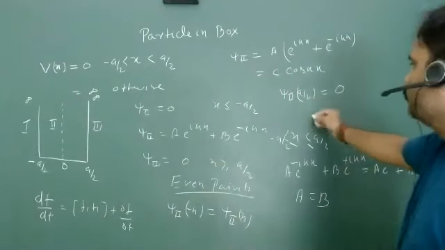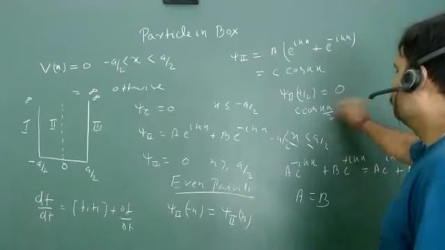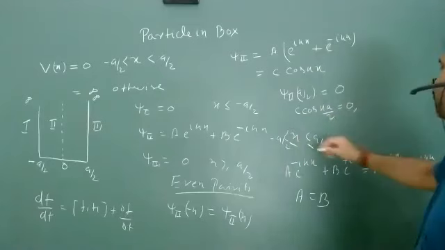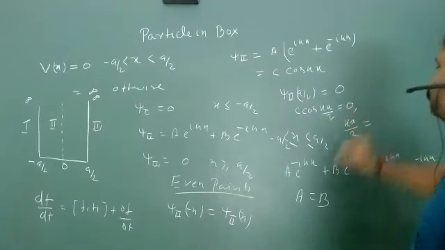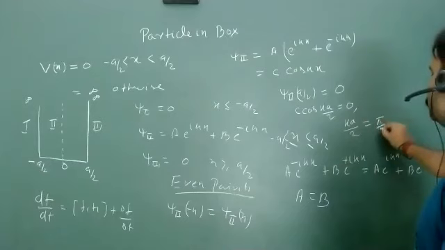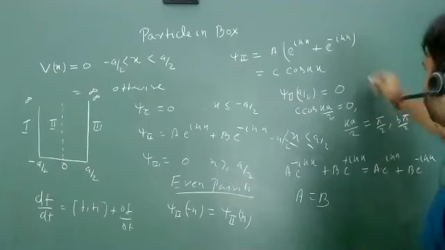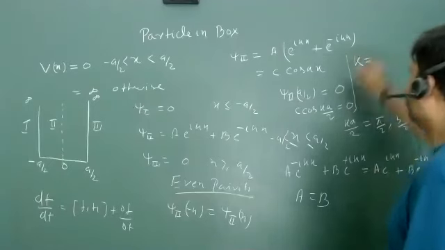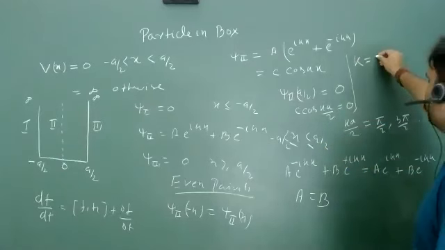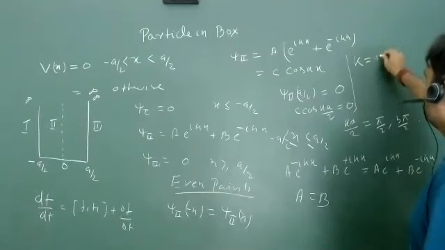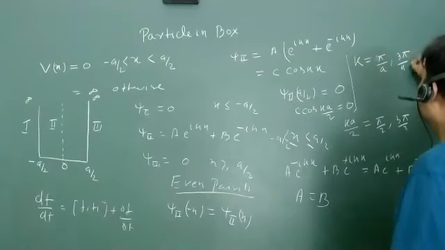So if psi 2 at a by 2 must be equal to 0, then c cos ka by 2 must be equal to 0. And c cannot be 0. Then what should be the ka? Then ka by 2 must be equal to pi by 2, 3 pi by 2, and so on. So what should be the value of k? The value of k for the even parity can be pi by a or 3 pi by a or 5 pi by a.